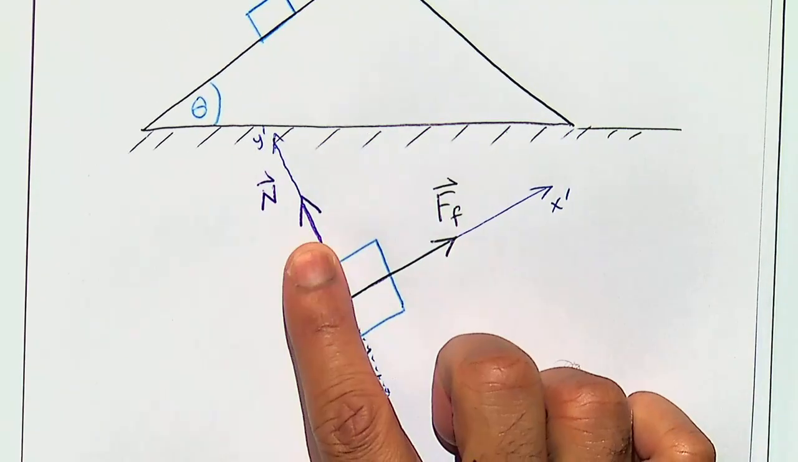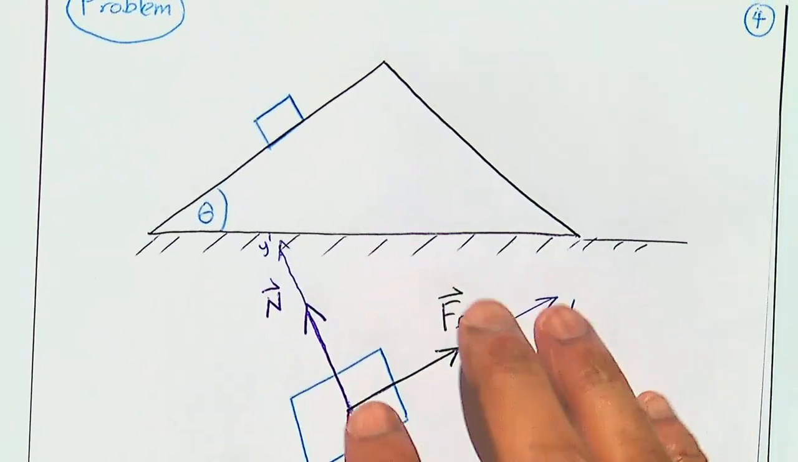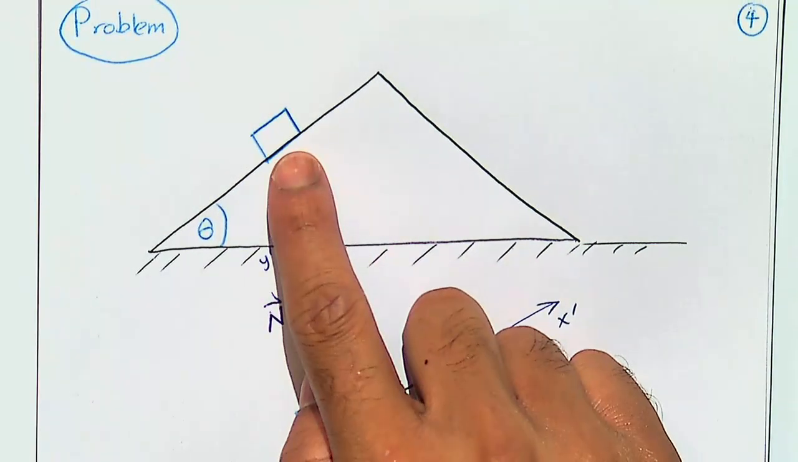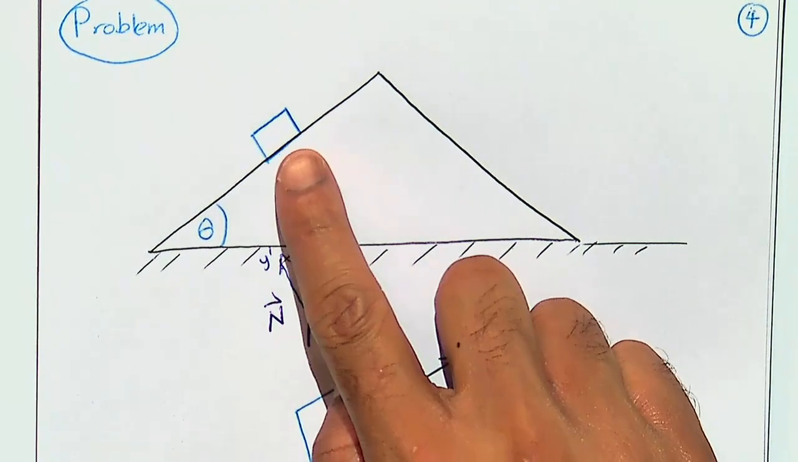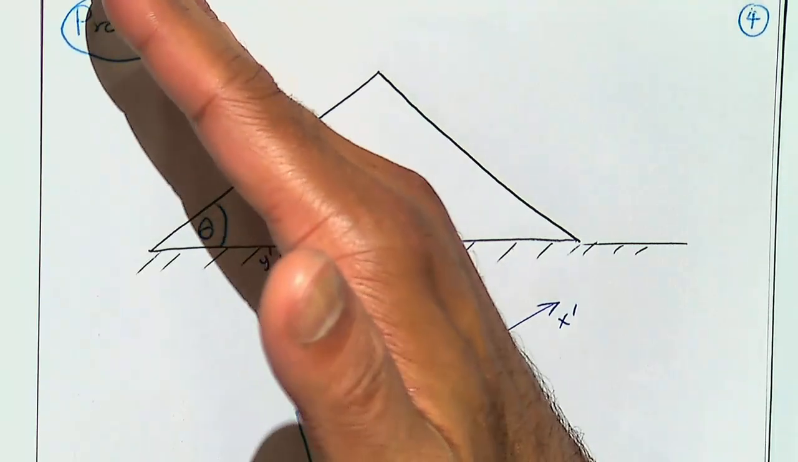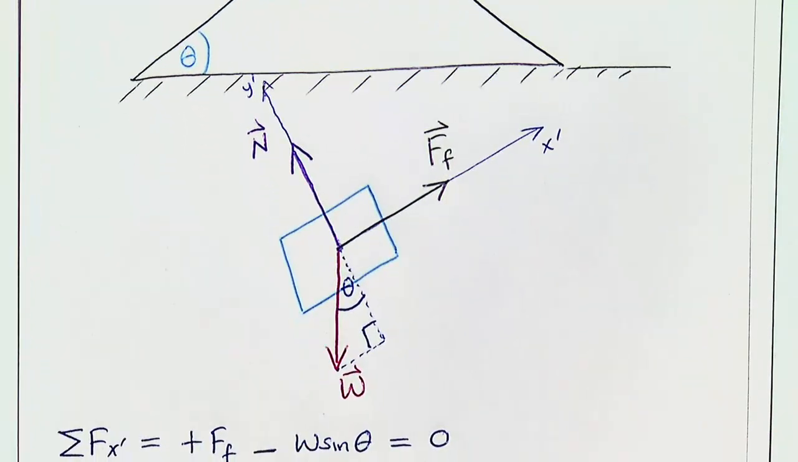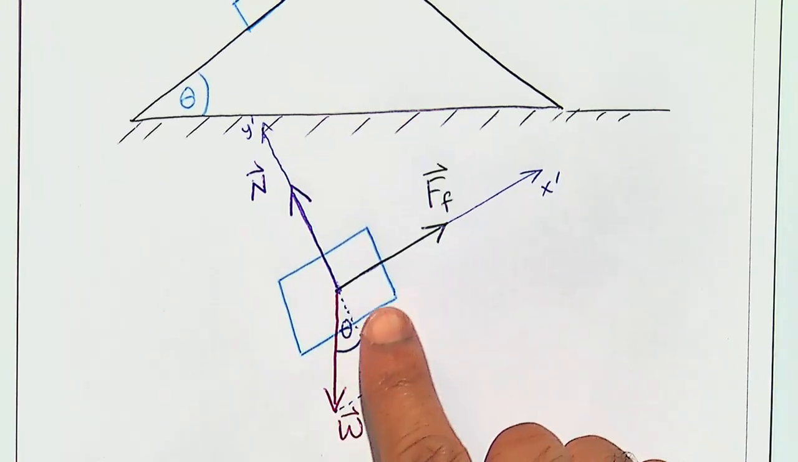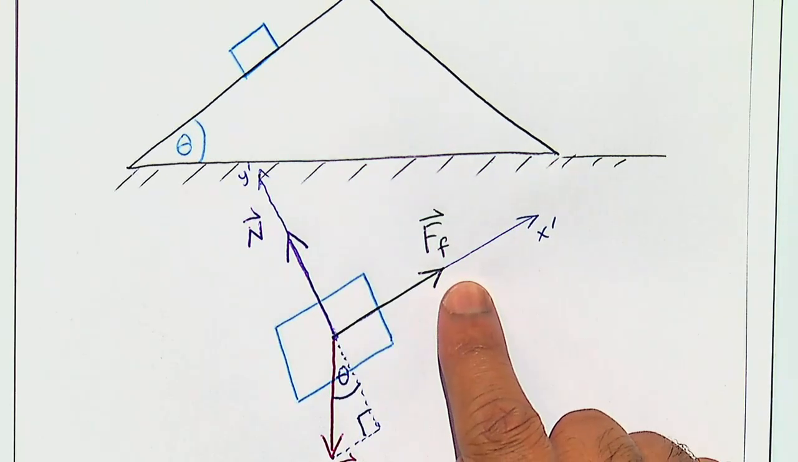We have the normal force. What we said was it's the surface. When you push on a surface, the surface pushes back on you. That resistance is what we call the normal force. Normal because it applies 90 degrees to the surface, so it always acts normal to the surface. And then we have the force of friction.